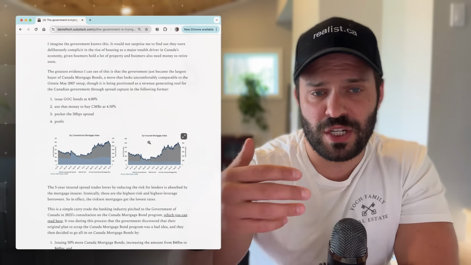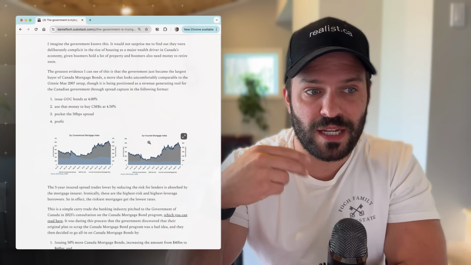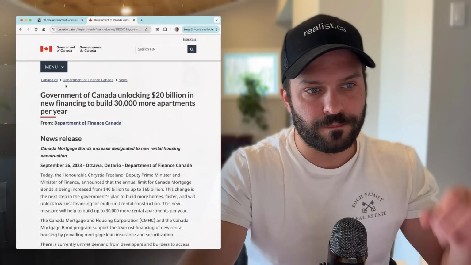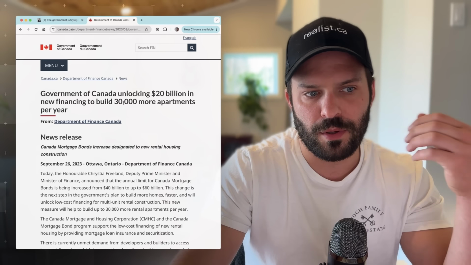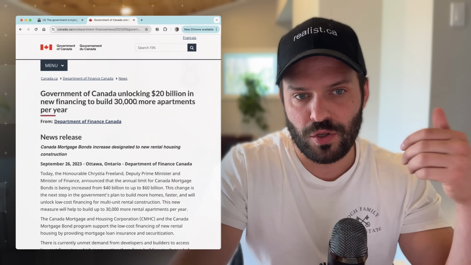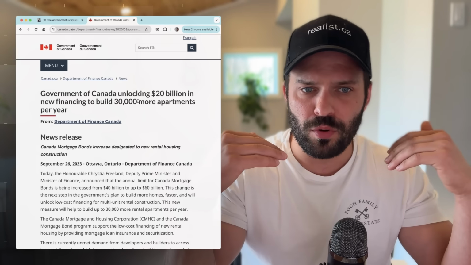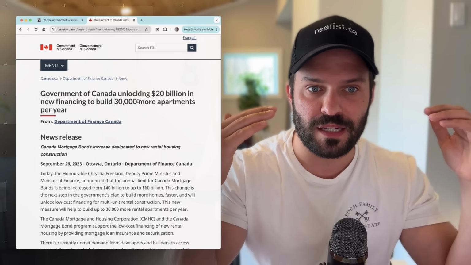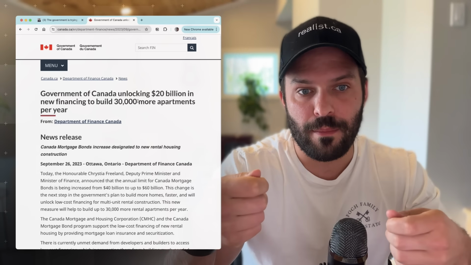So the government of Canada has basically used CMHC to issue $20 billion more in Canada mortgage bonds. You can see this on their website, Government of Canada unlocking $20 billion in new financing to build 30,000 more apartments this year. They're claiming that the money goes exclusively to CMHC MLI Select financing, but the reality is it's the same capital pool as the other CMHC, and so the issuance increases the entire CMHC capital pool, regardless of what the outcome of that capital is.